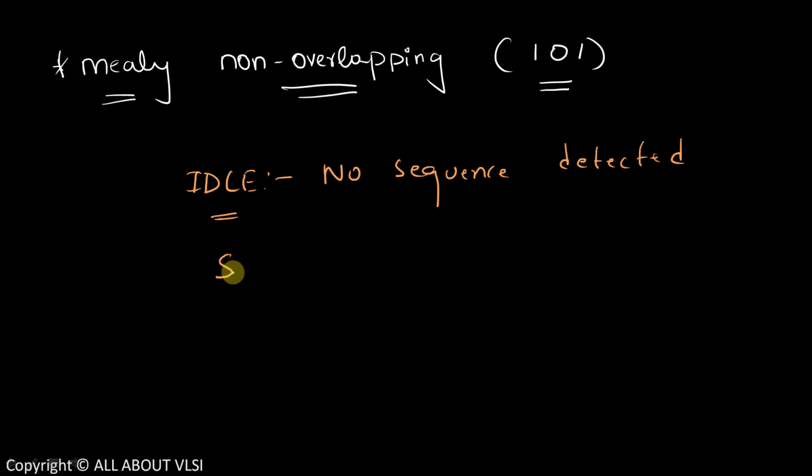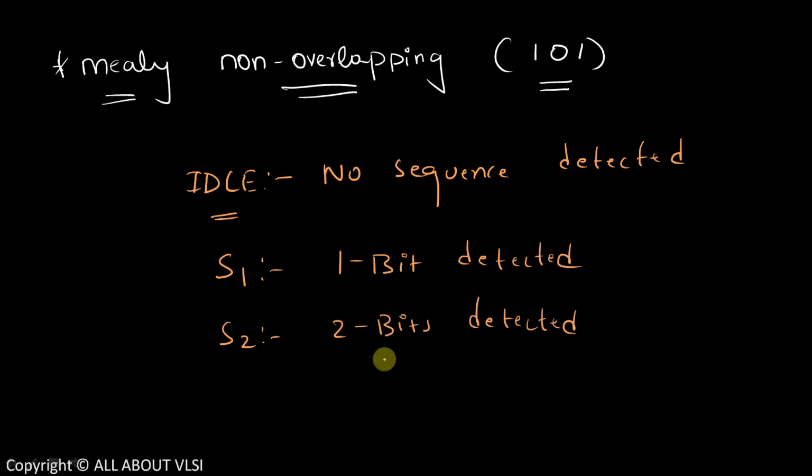And one more state, S1, where one bit has been detected. And S2, two bits detected. So after the 3 bits have been detected, there is no need to go to S3 state. You can come back to idle state.